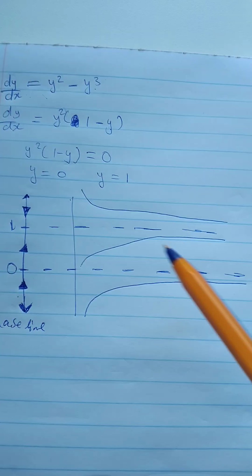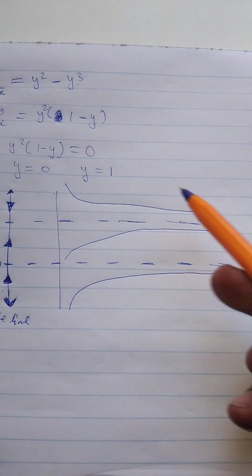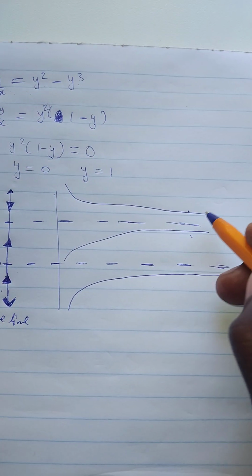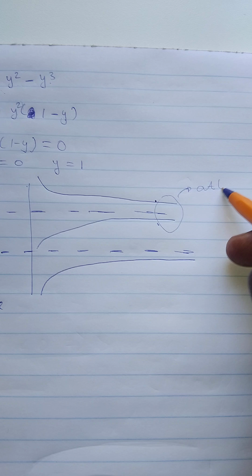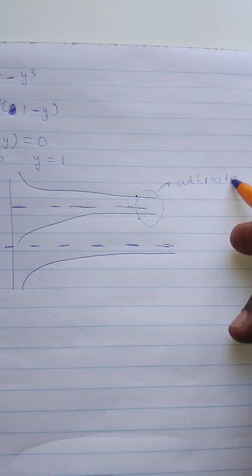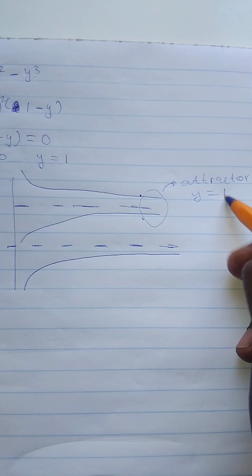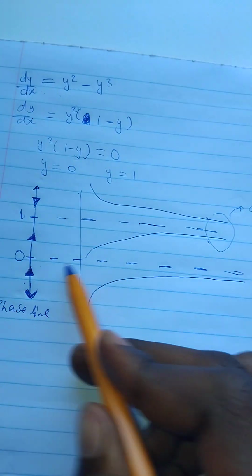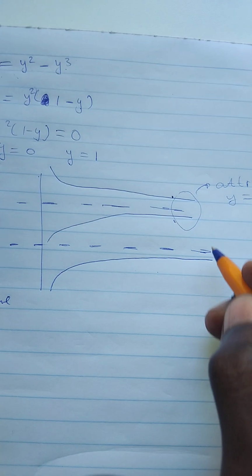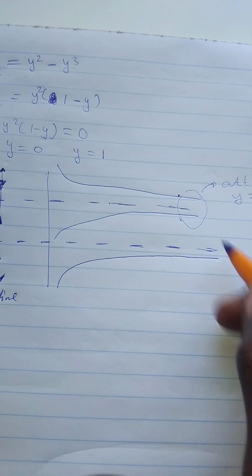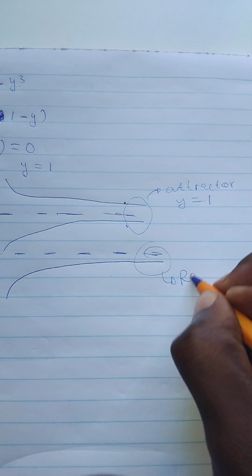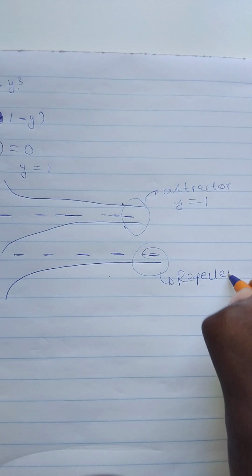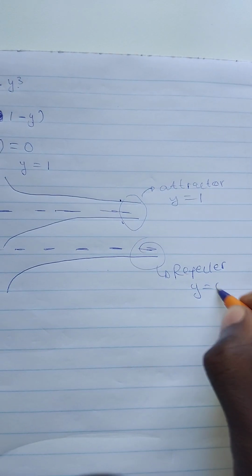Now again, looking at the critical point 1, we see that these two curves are coming together. So here we're going to have again an attractor. We have an attractor at y equals 1. However, at 0, the curves are not coming together to 0. So that means here we have a repeller. I hope now it's clear what we are doing.